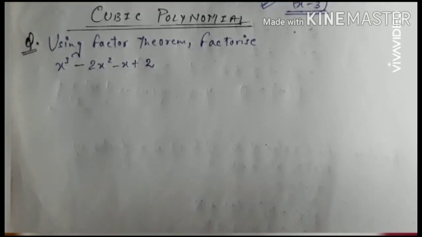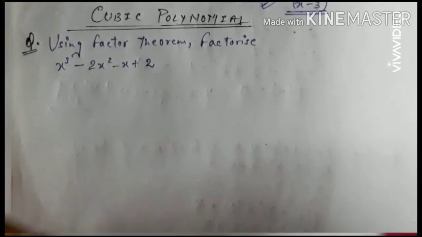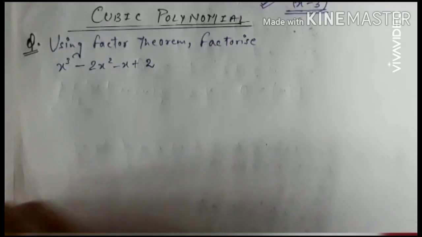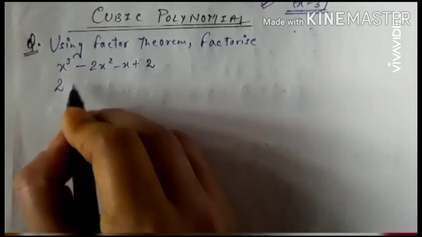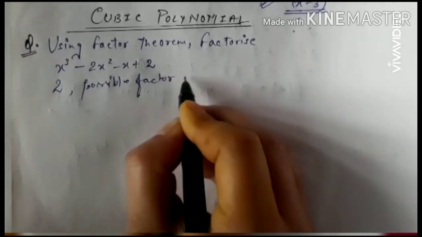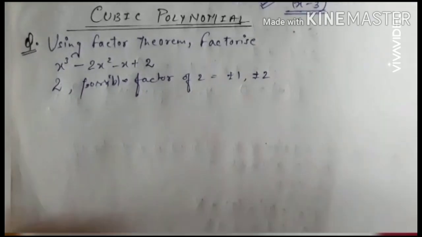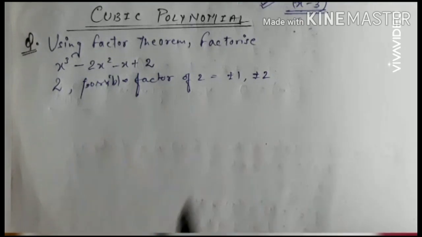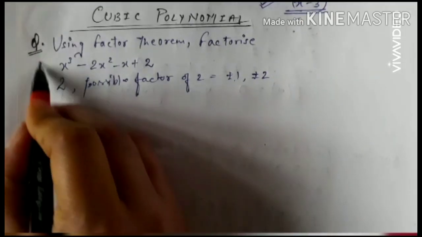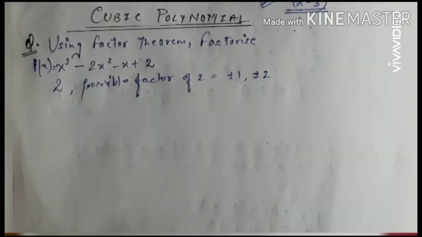So the first thing you have to take is the constant term, and the possible factors of the constant term 2 are plus minus 1 and plus minus 2. That means plus minus 1 and plus minus 2. Now check, same as before, you will put the values in p(x). Suppose this is your p(x) polynomial, and at which value you get 0, that will be your factor.